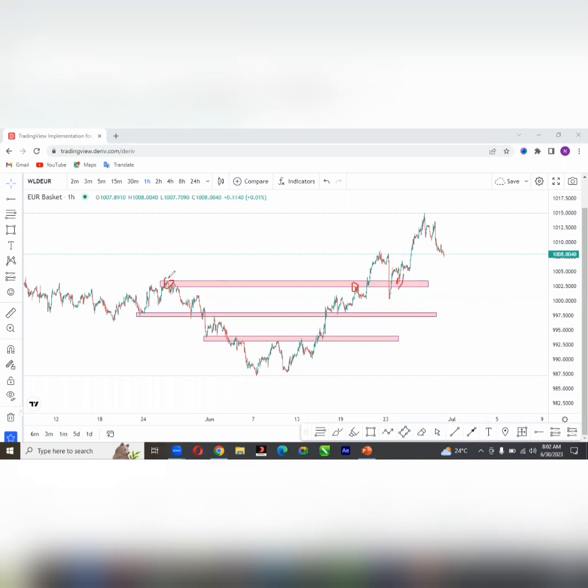So in the resistance zone, you sell. In the support zone, you buy. When resistance becomes support, you buy. When support becomes resistance, you sell. So here's a support zone becoming another support zone. Here's a support becoming resistance, becoming resistance, becoming resistance, and then it became a support. So here are key levels that people can actually use in trading basket indices.